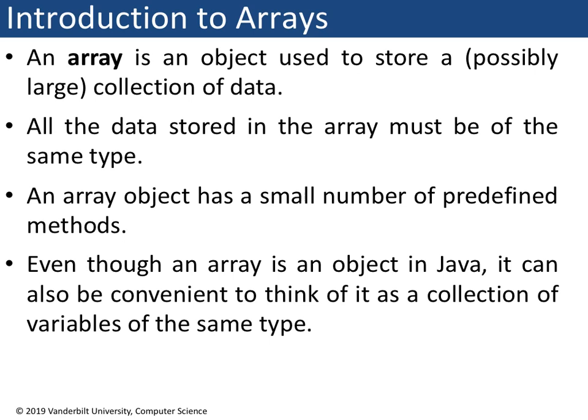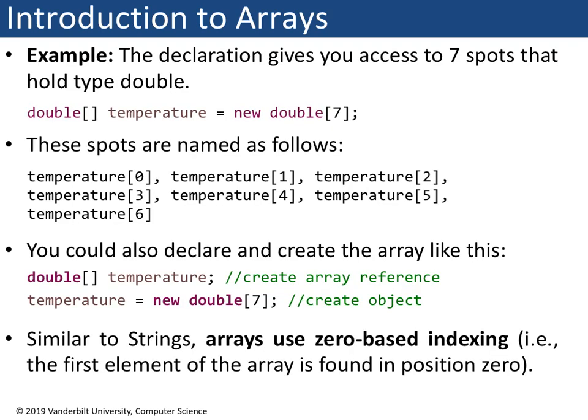So thinking of an array as an object in Java is accurate, but sometimes it might be more helpful to think of it as a collection of individual variables. So in reality, we're dealing with an object, but an array is a place to store lots of information. And so it can be nice to think of it as many individual variables all clumped together. Now let's look at the syntax for how to declare an array, and it'll become clear why thinking of them as a clumped set of variables is helpful.